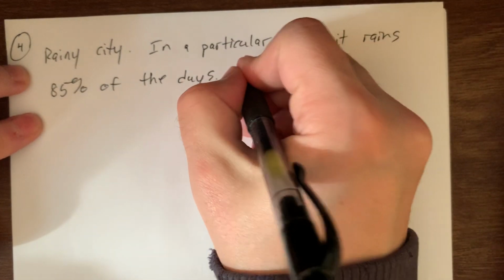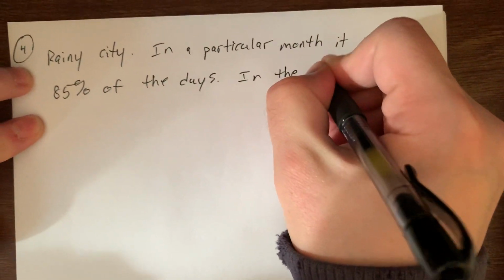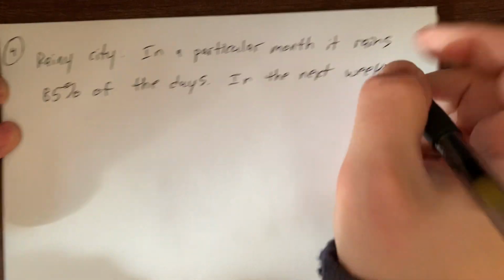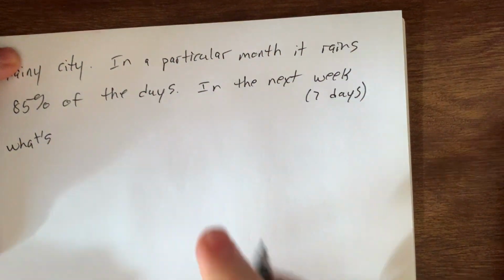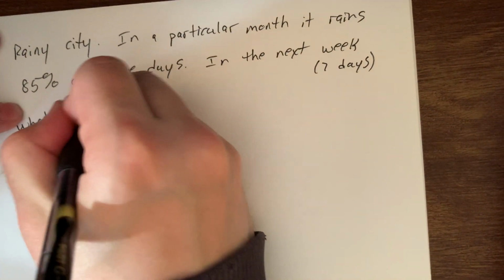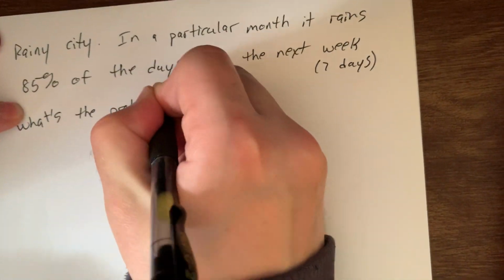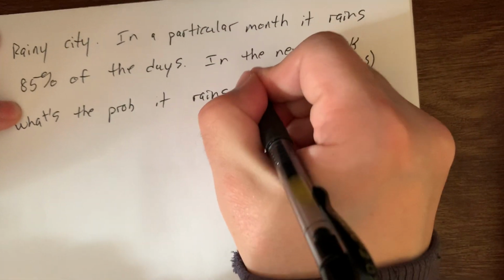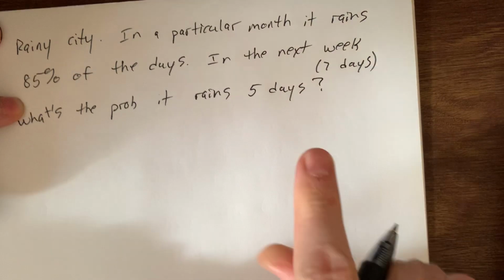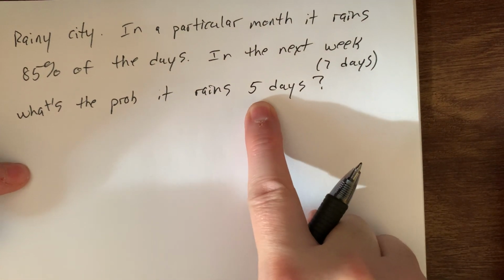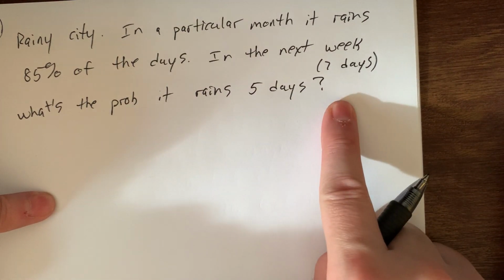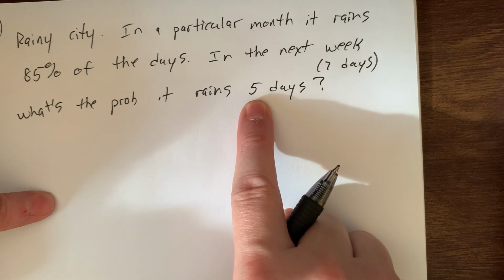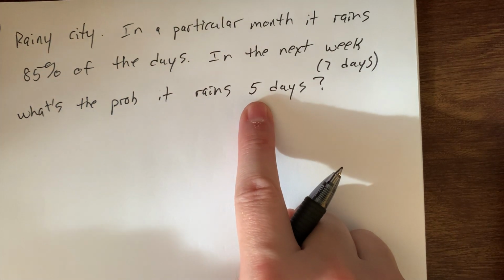So with that information, in the next week, which again, for our week, we'll consider 7 days. And we'll have a few questions here, but I'll start just in the next week. What's the probability it rains exactly 5 days? Notice I said it rains exactly 5 to emphasize, but I don't need the word exactly. Because, hey, what's the probability it rains 5 days? Without any other word, that's all exactly what it means. Exactly 5 days.